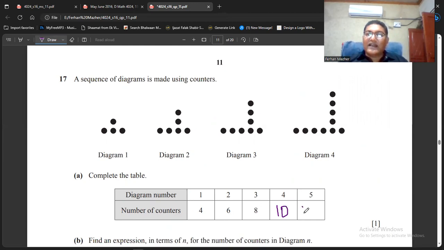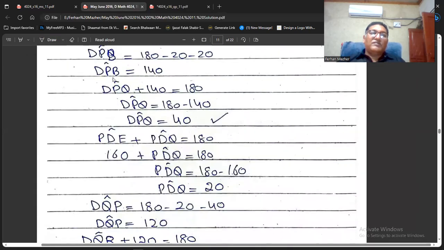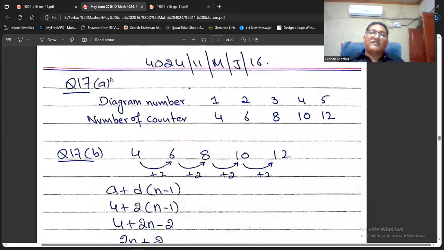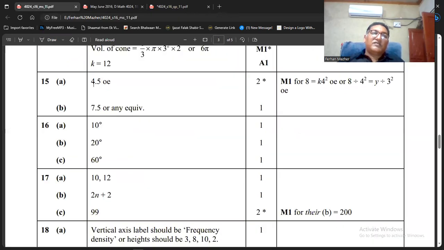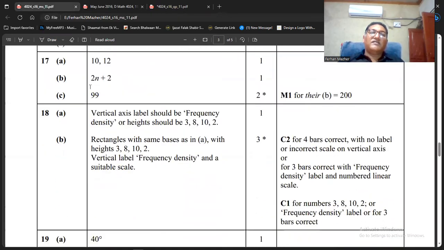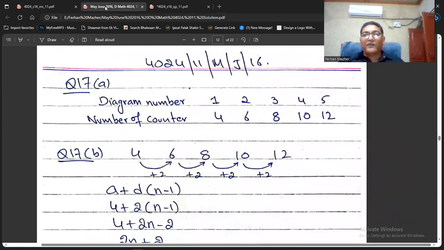So because I have got the pattern, this will be 12. So you can see here 4, 6, 8, 10, 12. So let's see, 10 and 12. Yeah, that's the right answer, sir.